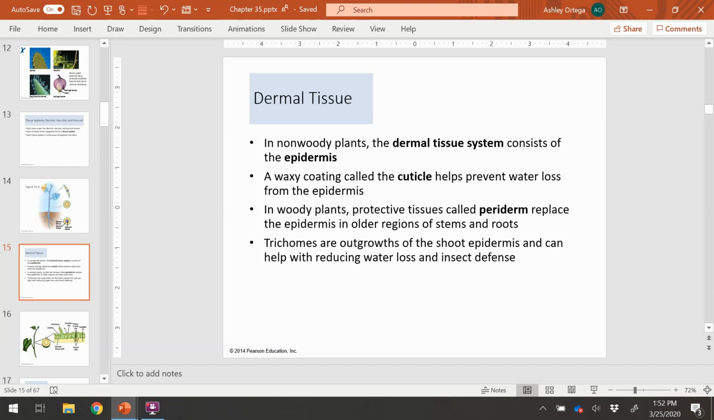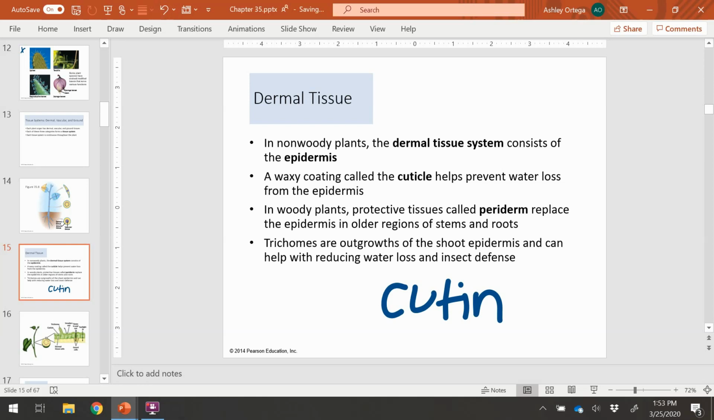For dermal tissue, we have the epidermis, periderm, and cuticle that are listed on our review. So let's take a look at those. The outermost covering is a waxy coat, and that's called the cuticle, or cutin. Cutin is also another word for the cuticle, that waxy coat that prevents water loss from the plant.